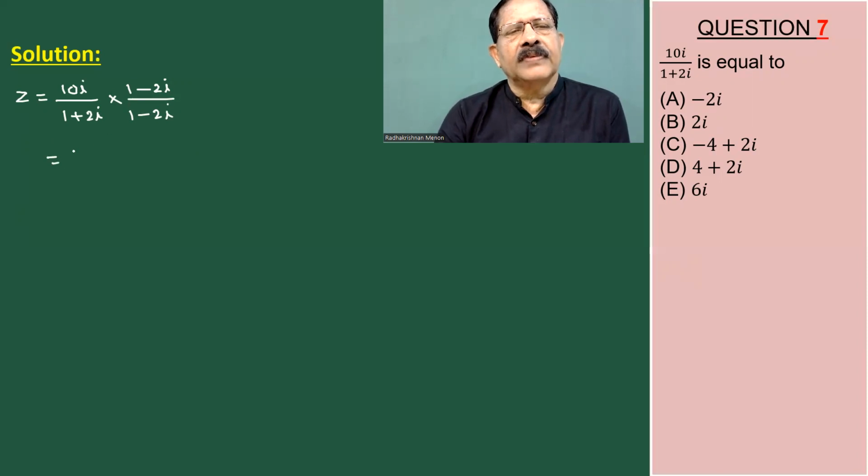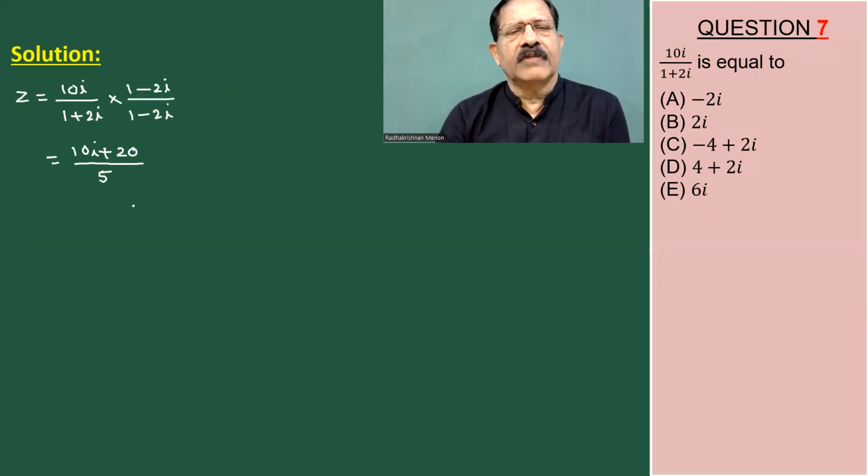In the numerator, you have 10i into 1, that is 10i. Then 10i into minus 2i. I squared is nothing but minus 1, so 10i into minus 2i gives plus 20, I think. Is it not? And in the denominator, we have 1 plus 2i into 1 minus 2i, which is 1 squared plus 2 squared, so the denominator we have got 5.